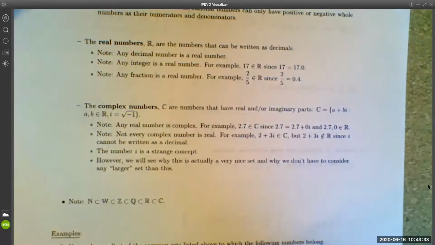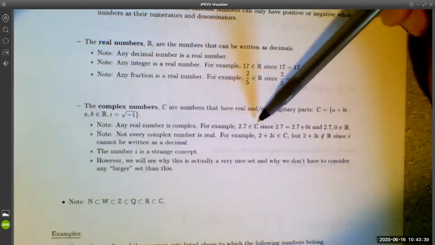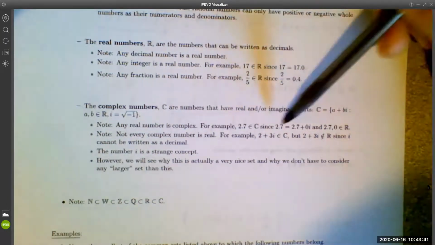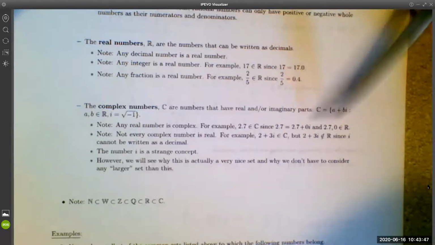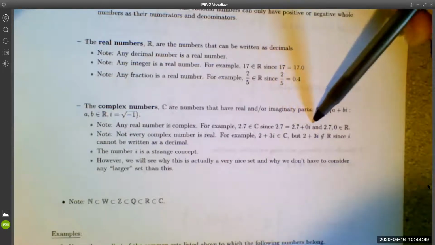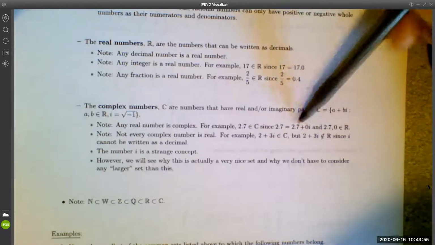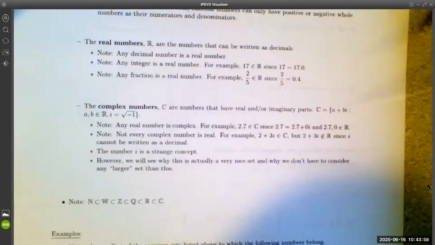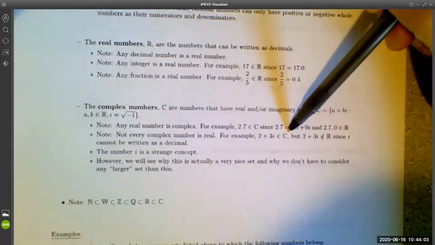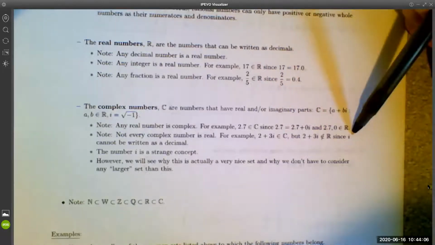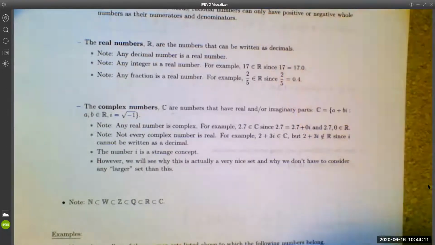Okay. One thing that I'll point out is that any real number is complex, right? For example, 2.7 is a complex number because you can rewrite 2.7 as 2.7 plus 0i, right? 2.7 and 0 are both real numbers. So 2.7 plus 0i is a complex number. Well, 0i is just 0, of course. So 2.7 plus 0i is just 2.7, right? So any real number is complex. But not every complex number is real. For example, 2 plus 3i is a complex number, but it's not a real number, right? You can't write i as a decimal, so you can't write 2 plus 3i as a decimal. Okay?